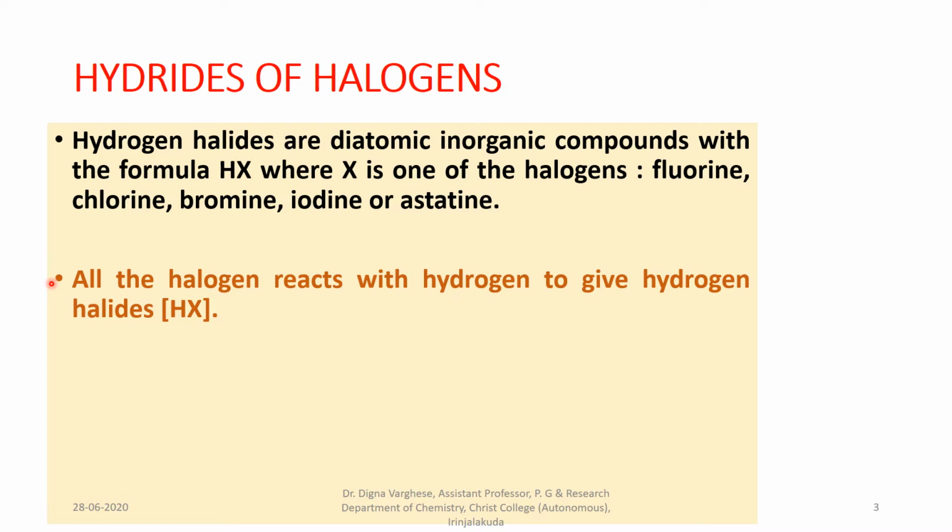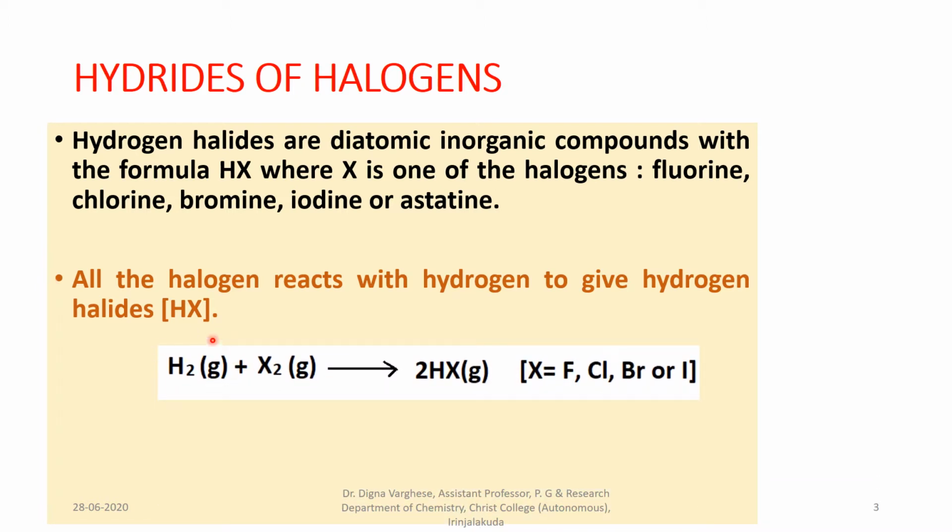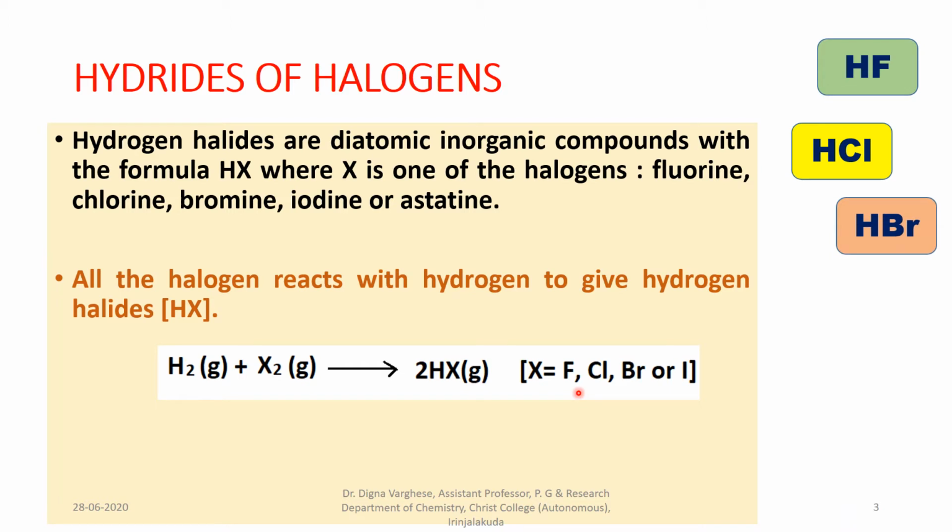The general formula of hydrogen halide is HX. Hydrogen in the gaseous state and halogen also in the gaseous state react with each other to give hydrogen halide. If X is fluorine, hydrogen fluoride is obtained; if X is chlorine, hydrogen chloride is formed; if X is bromine, hydrogen bromide is formed; if X is iodine, hydrogen iodide is formed; and if X is astatine, hydrogen astatide is formed.